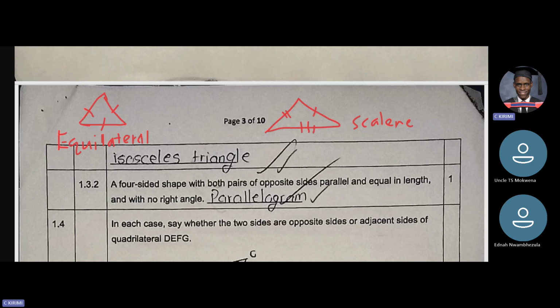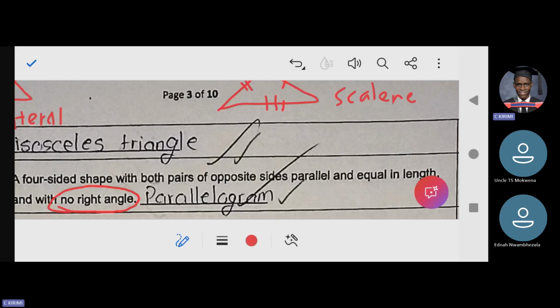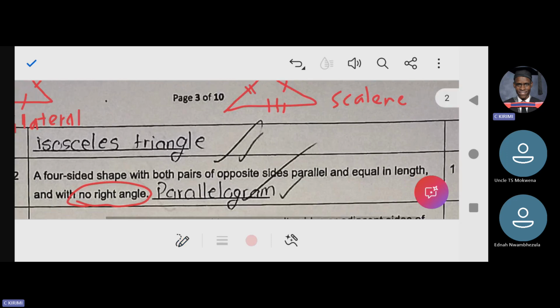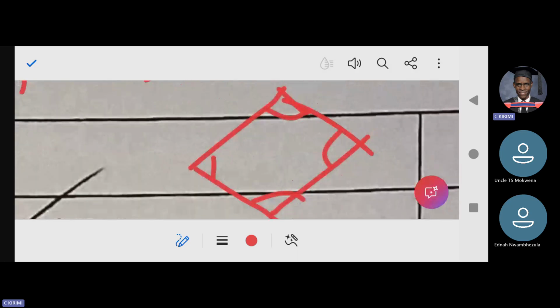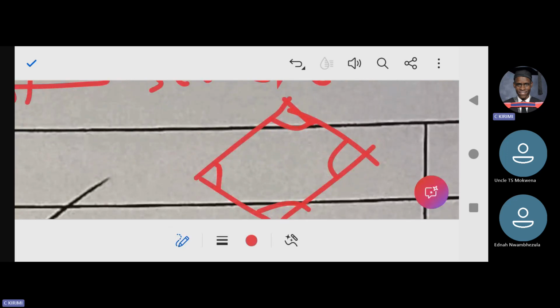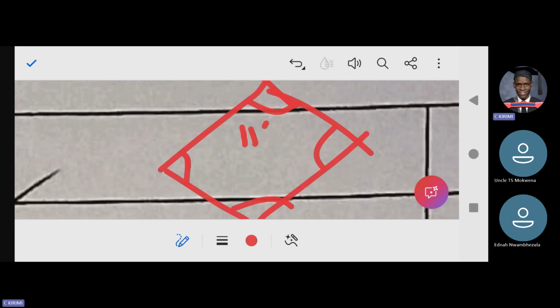A four-sided shape with both pairs of opposite sides parallel and equal in length and with no right angle. So most learners, they will run for a rectangle, but a rectangle has right angles. This shape which we want must not have a right angle, but the opposite sides must be parallel, which means this side and that side are opposite. That side and this side are opposite. But we are not having a right angle, which means those angles are not right angles. They can be 20, they can be 70. And I told you about the angles of a parallelogram: suppose this is 110 degrees, let's assume this is 110 degrees.